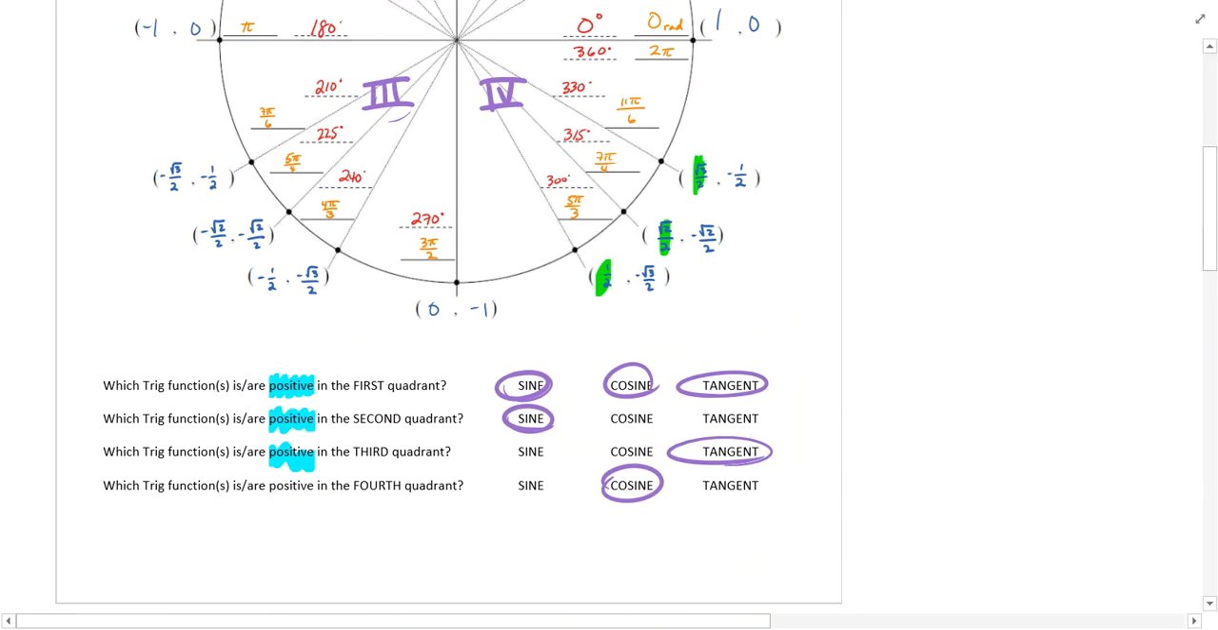Additionally, you should be able to identify where trigonometric functions are positive, and the format goes like this. All are positive in the first quadrant, sine is positive in the second, tangent is positive in the third, cosine is positive in the fourth. All Students Take Calculus was the phrase that we used to memorize that one.